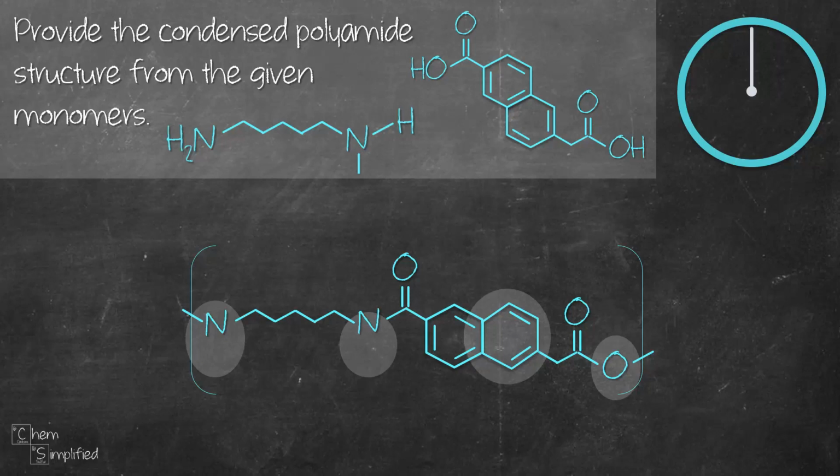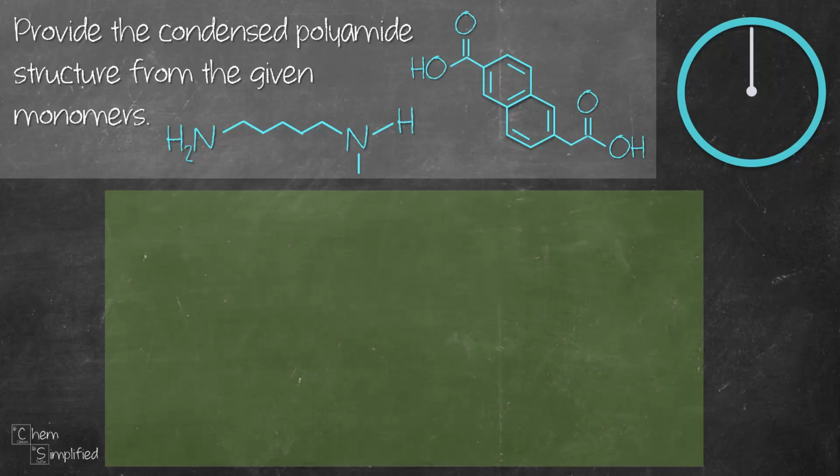And last but not least, the 5th error is this. For condensed structure, we need to have the square bracket, which is present in this structure, along with a lowercase n. However, it's missing in this given structure. So let's look at how we draw the correct polyamide.